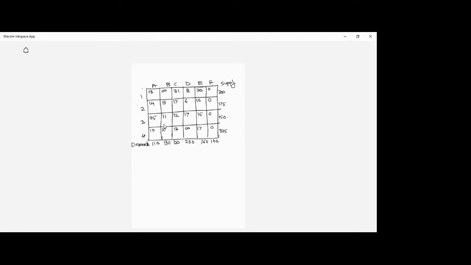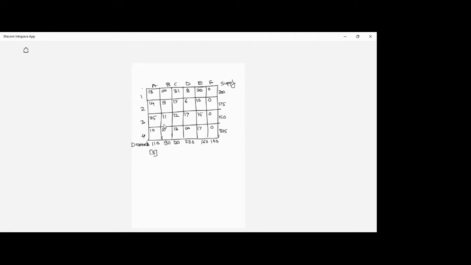So now we'll be finding the initial basic feasible solution by Vogel's approximation method, that is VAM method. And for the VAM method, we'll have to firstly go and calculate the penalties. So let's start from column A. So column A, we have 13 and 10. So the penalty is 3 here.